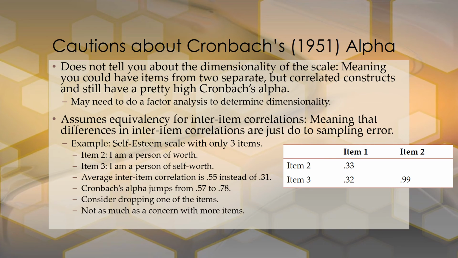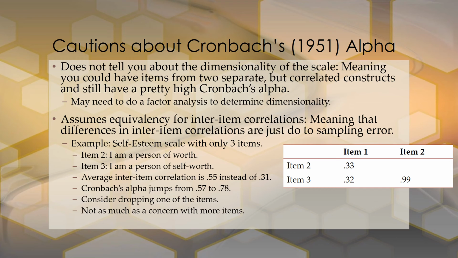So now instead of your average inter-item correlation being 0.31, now it's 0.55. We really increased our inter-item correlation because we put in these two items that were almost the same. But that's kind of cheating, right? If our inter-item correlation average increases, then our Cronbach's alpha jumps from 0.57 to 0.78. So now we have a more acceptable Cronbach's alpha, but it's just because we have basically the same item twice.